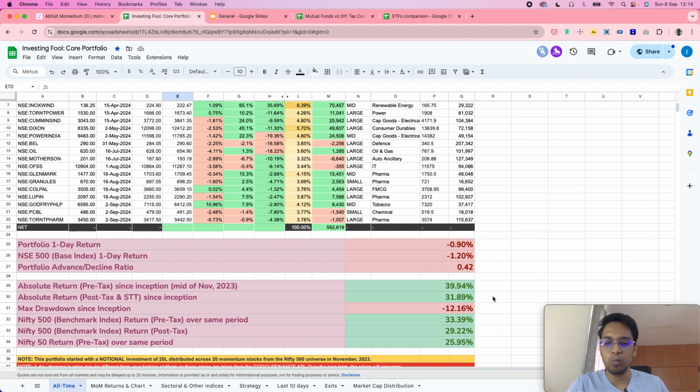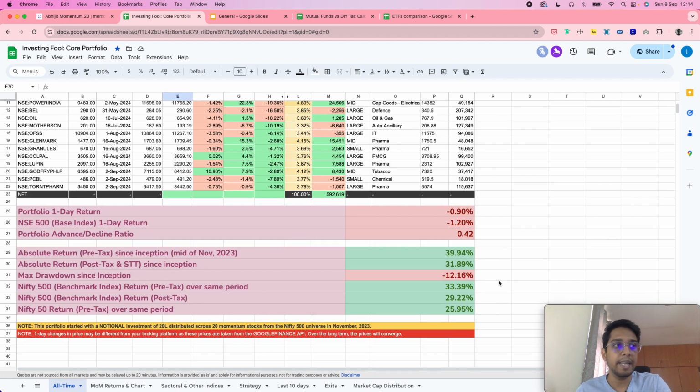So dividends should more than compensate adequately for those minuscule charges also. They are not as pronounced as STT or STCG. Okay, so when we look at the dent that has gotten created because of these taxes and transaction costs, we are at 8%, right? So from 40% we have dropped to 32%.